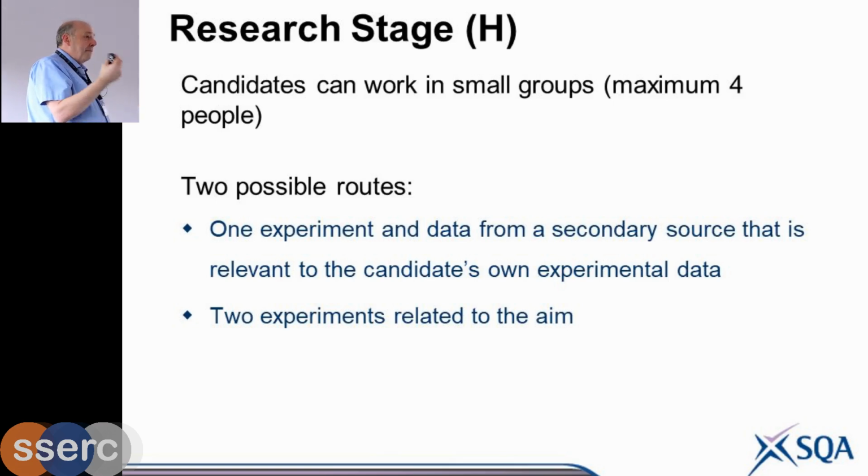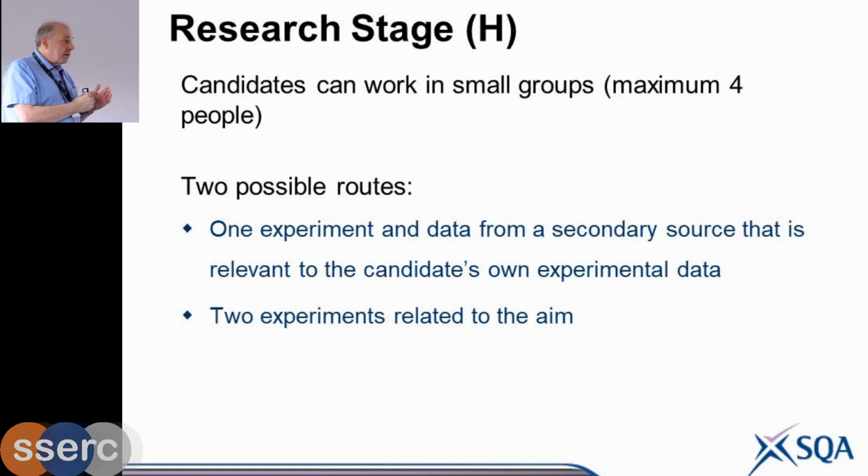So a data book value at National 5 is fine, where they're going, I'm investigating specific heat capacity of copper. This is what I got experimentally, this is what the data book says. At this level, what we're looking for is secondary data that can be referenced against their own experimental data.